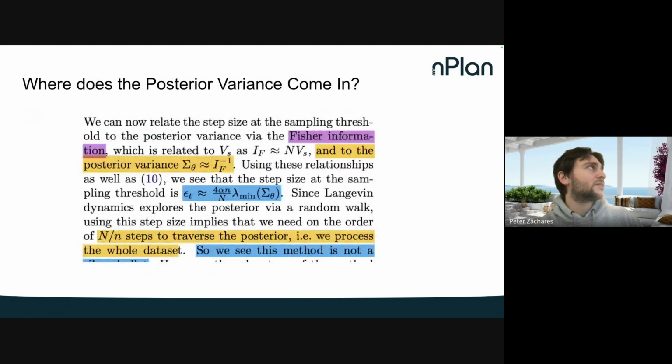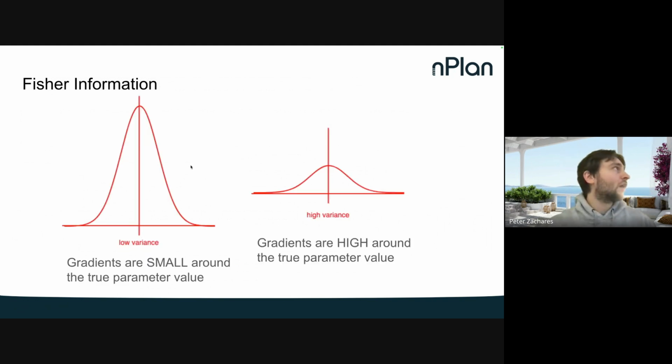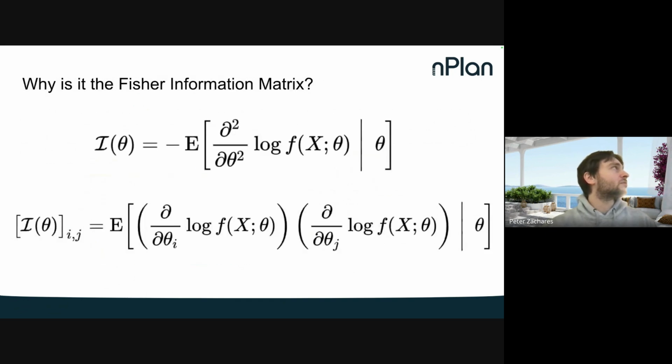The main takeaway that I'm hoping you get from this is that high variance in the score function means low uncertainty in terms of estimating the parameters, and low variance in the score function means high uncertainty in terms of estimating the parameters. And yeah, that's the presentation. I hope you guys found it interesting and useful.